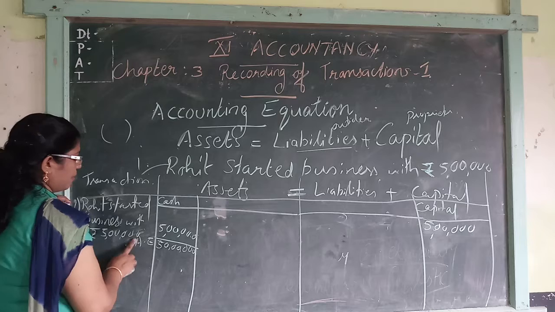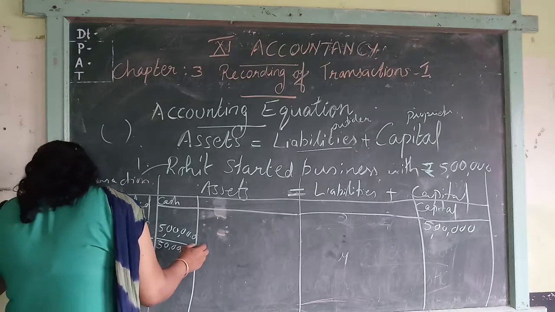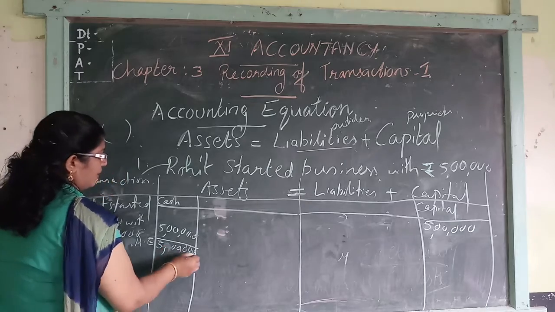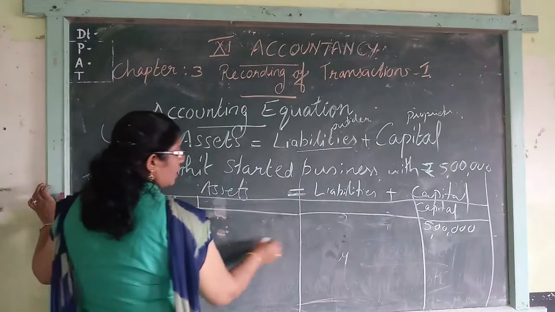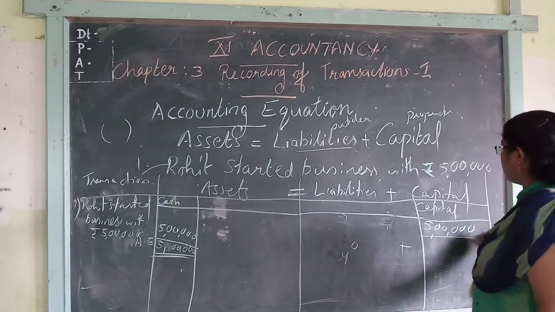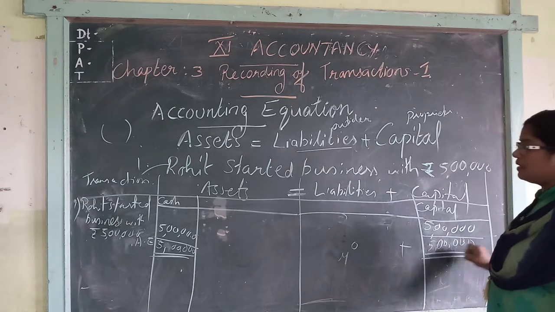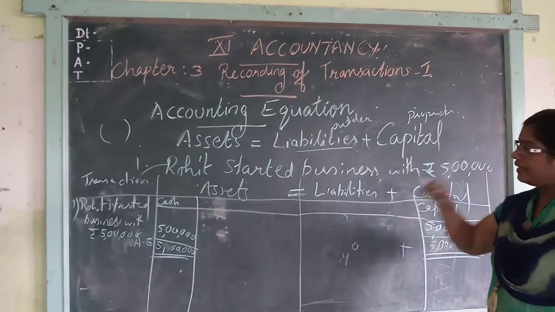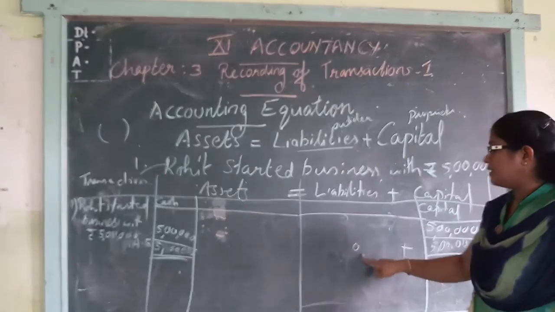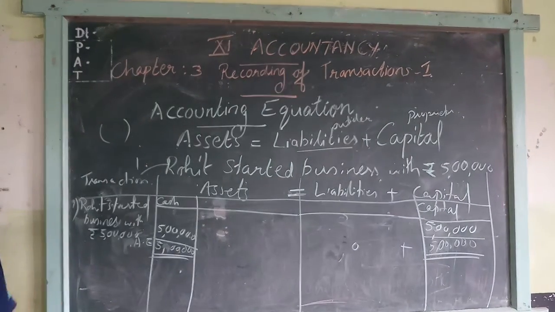I am writing the short form accounting equation. Accounting equation is assets 5 lakh. Here no other assets are there, liabilities is 0, plus this capital is also 5 lakh. This is the accounting equation: 5 lakh equals 5 lakh. Assets is equal to liabilities plus capital. Liabilities is 0, 0 plus 5 lakh, 5 lakh. So anyway, assets equal liabilities plus capital. Okay, next example is given.